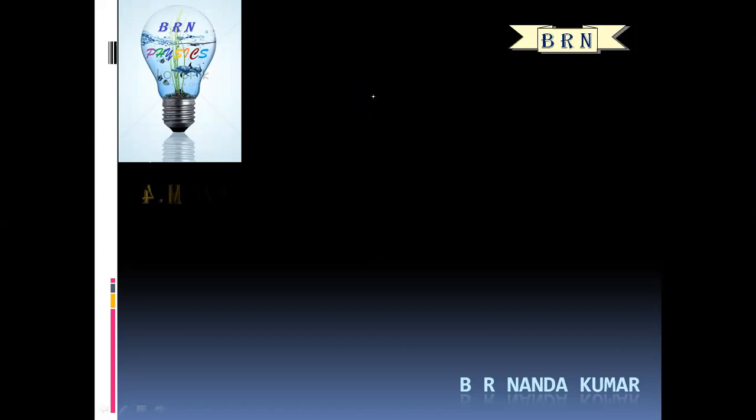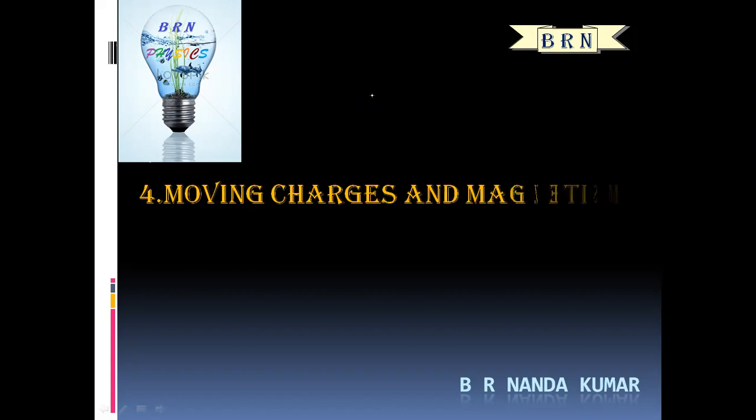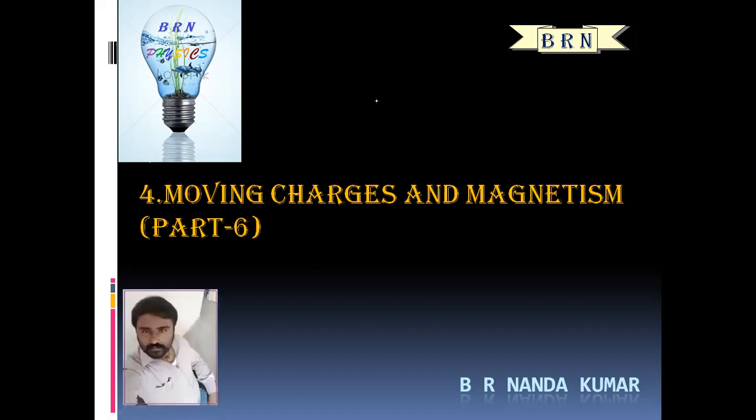In the previous class, we studied Ampere's circuital law and its applications, the derivation of the expression for the magnetic field inside a current carrying solenoid, and the derivation of the expression for the magnetic field inside a current carrying toroid. This is Moving Charges and Magnetism part 6. Okay, let's start today's class.